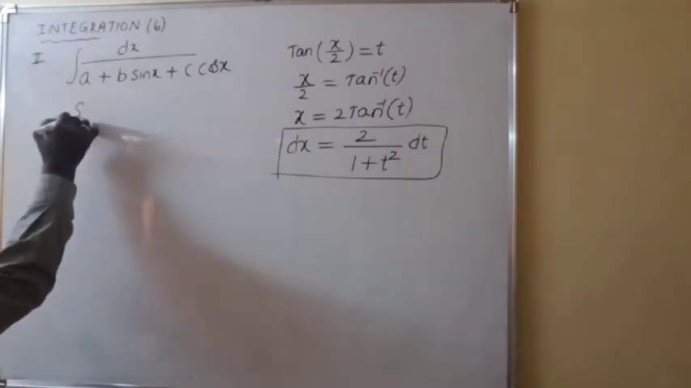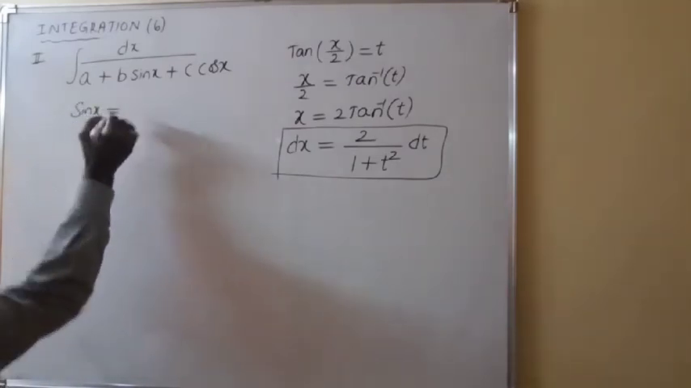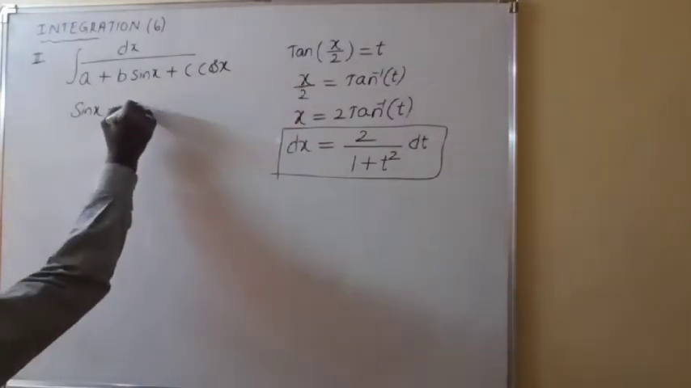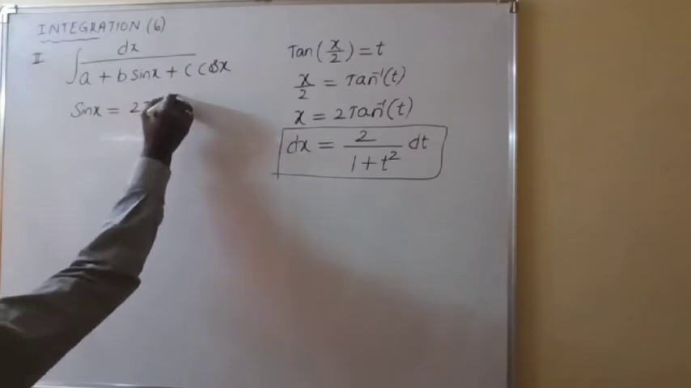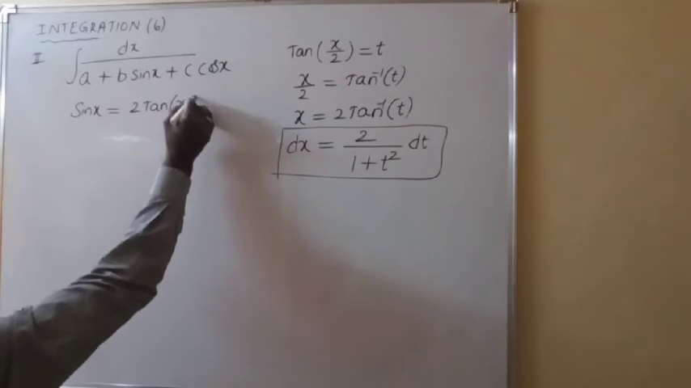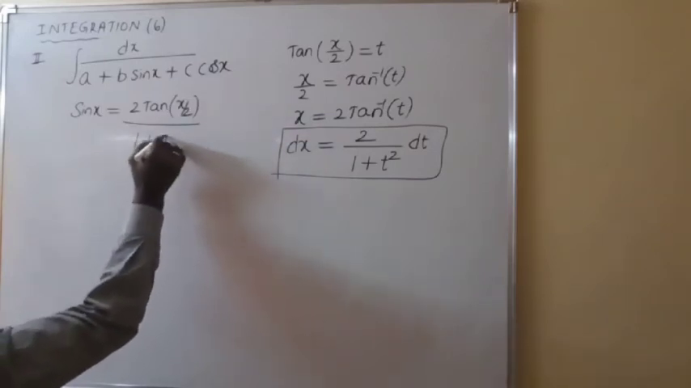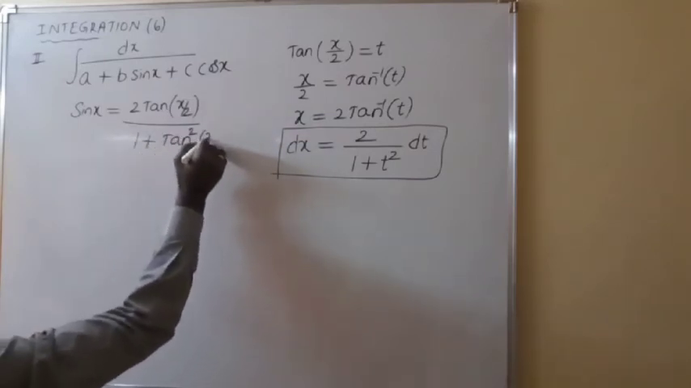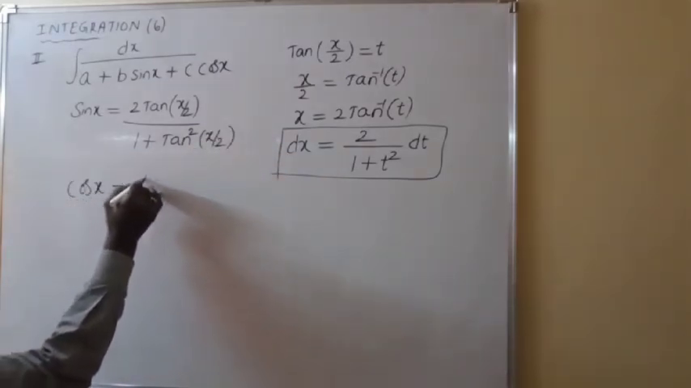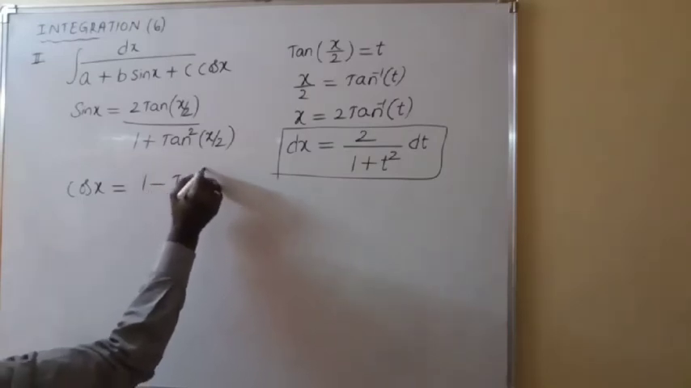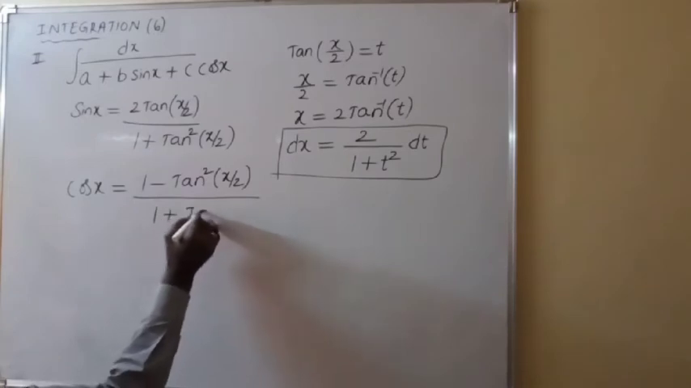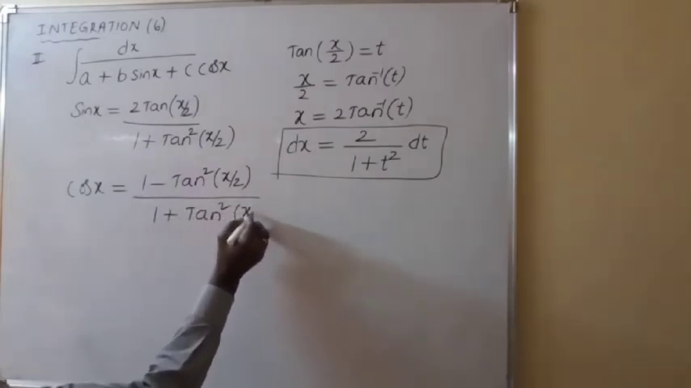And how to express sin x and cos x in terms of t? Nothing but in terms of tan x by 2. Using the half angle formula, sin x in terms of tan is 2 tan x by 2 by 1 plus tan square x by 2. Similarly, cos x in terms of tan x by 2 is 1 minus tan square of x by 2 by 1 plus tan square of x by 2.